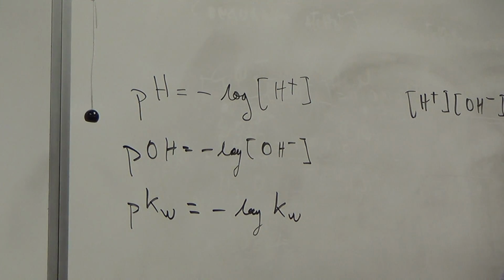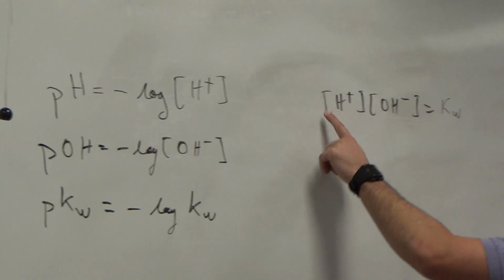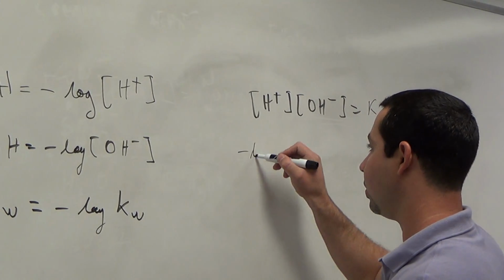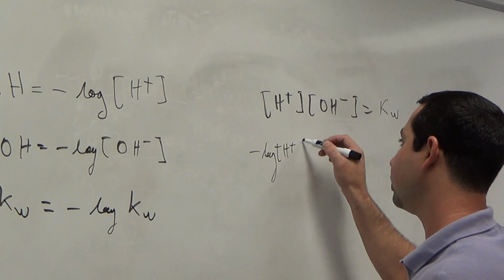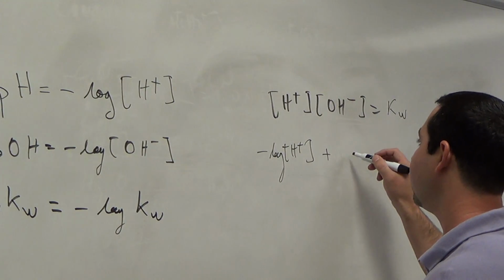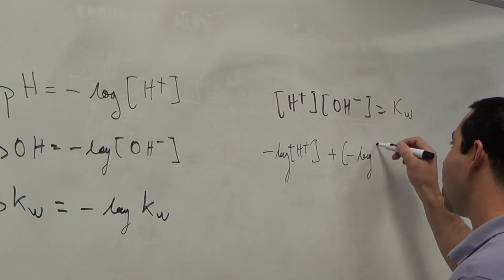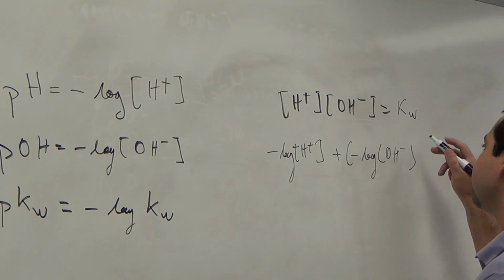So let's not do it like this, let's do it like this. You agree? This Kw is a number, 1.0 times 10 to the minus 14. I'm going to find the negative log here. If I find the negative log there, negative log of H plus, this is multiplying, so plus the negative log of OH minus.